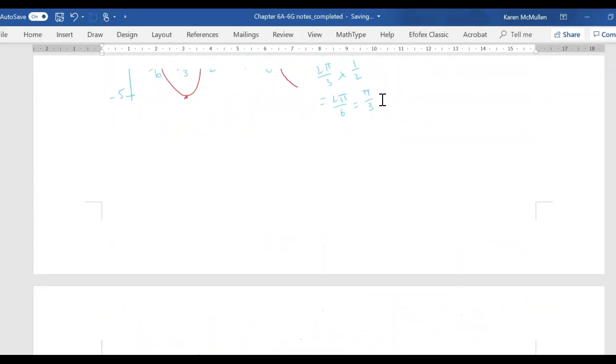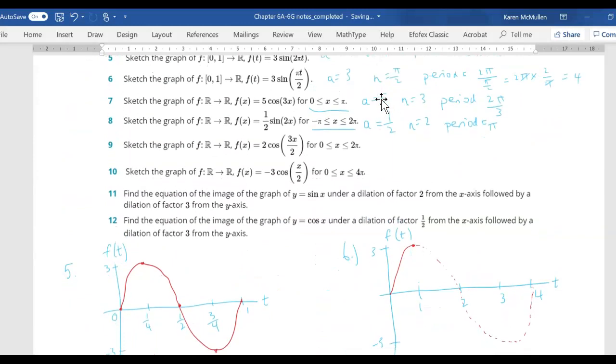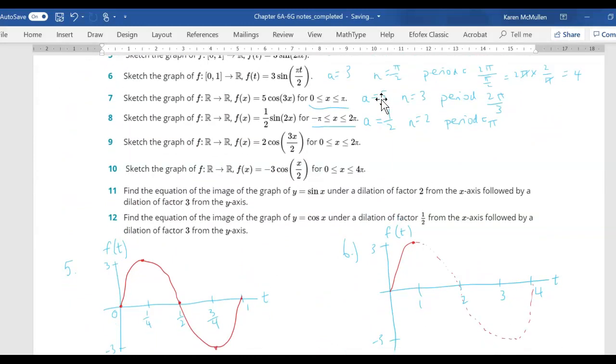All right, questions 11 and 12, I've noticed they've got some transformations, so let's have a look at them. I don't want to skip them. Find the equation of the image of the graph y equals sine x under the dilation of factor 2 from the x-axis, followed by a dilation of 3 from the y-axis. The dilation from the x-axis refers to our amplitude, and the dilation from the y-axis refers to your period.